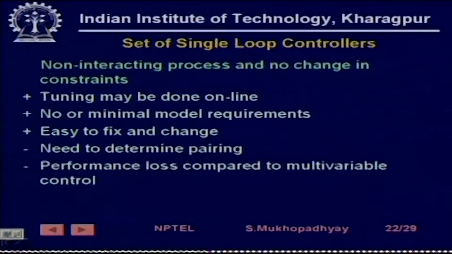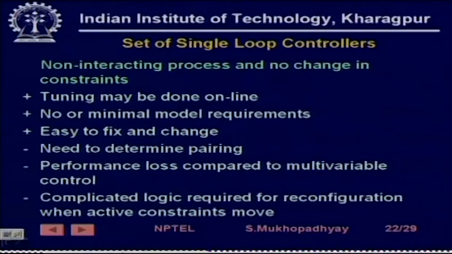On the other hand, you need to determine pairing. This is very important. This is which manipulated variable you will choose to set up a loop with which controlled variable. This is called pairing outputs to inputs. This is an interesting point, and people have various methods. We did not study them, but this needs to be done. Similarly, it turns out that you have performance loss. You cannot achieve such good control as you can with multivariable control.